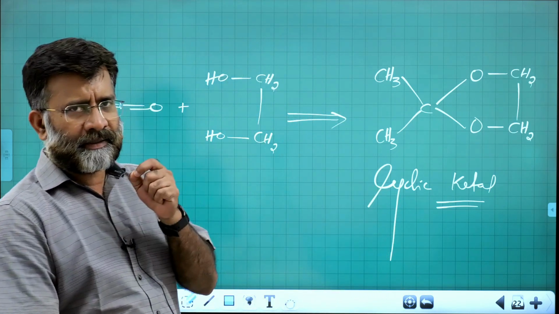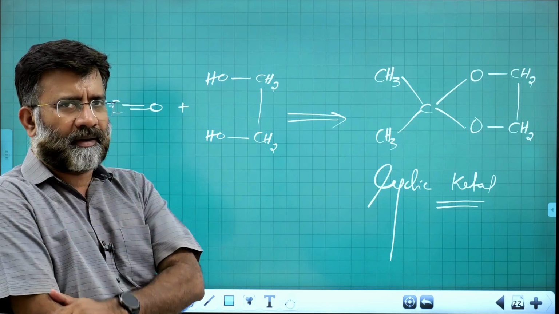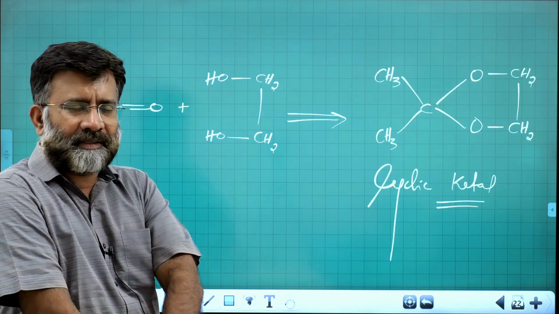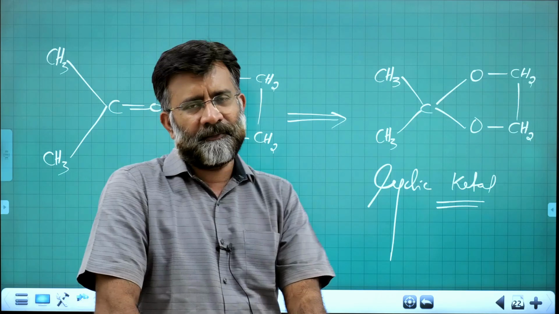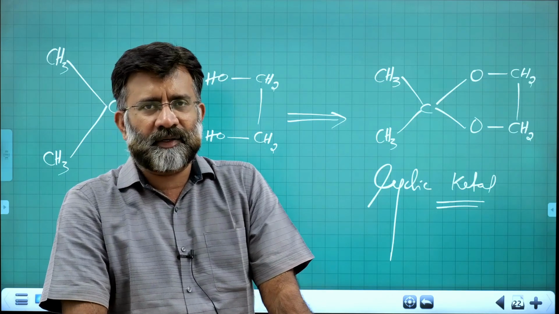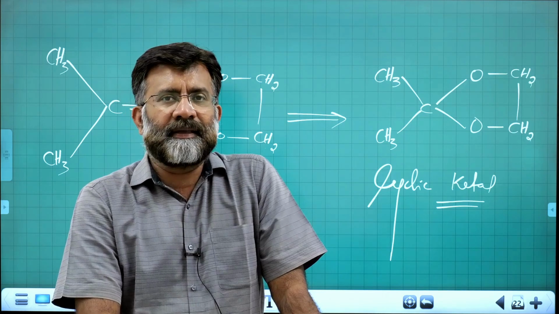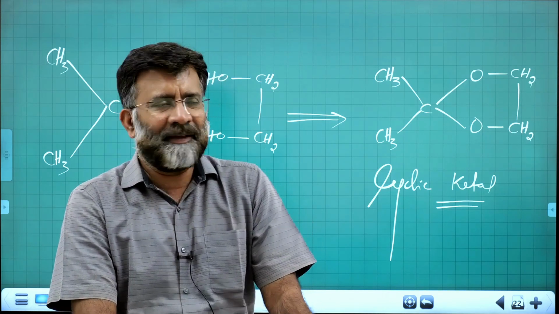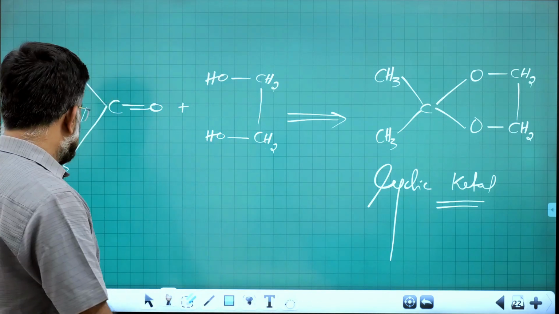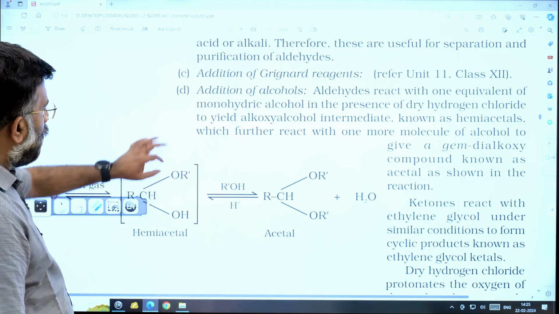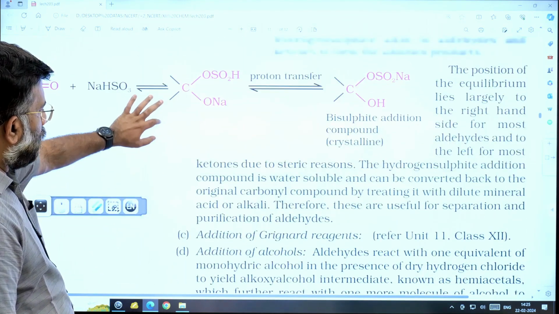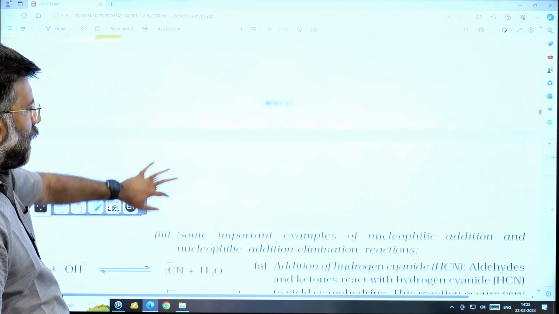So aldehydes interact with the monohydric alcohol. First you get hemiacetal and then you get acetal, while ketones interact with the dihydric alcohol, where you get cyclic ketol. Okay, so that's about the reaction of alcohol with the carbonyl compounds.